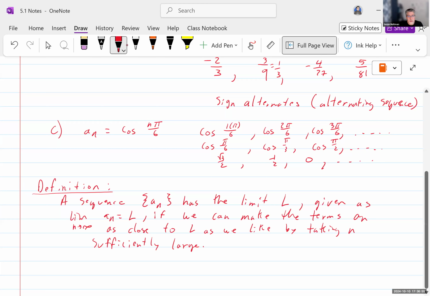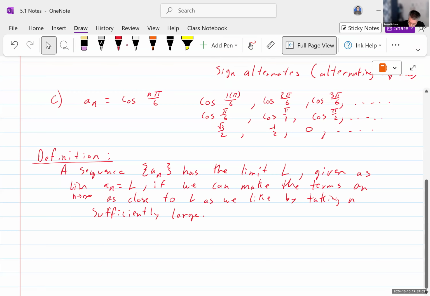Okay, so the more terms I go out, the closer I'm going to get to this L value, this limit. If the limit as n goes to infinity of a sub n exists, we say the sequence converges to L.